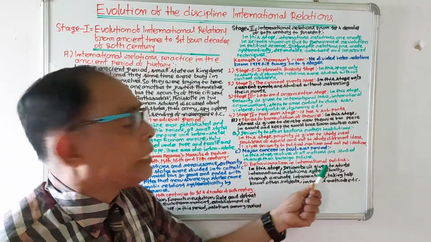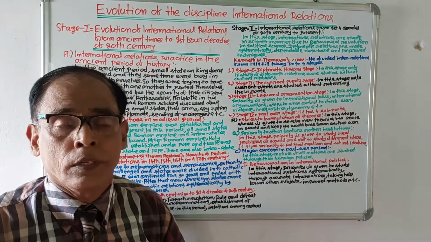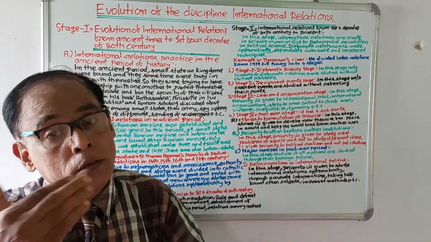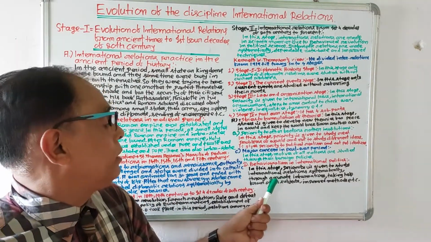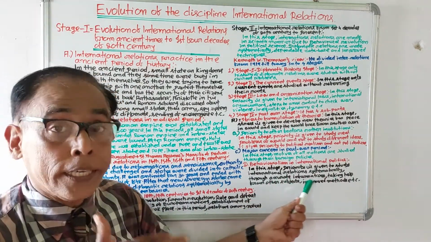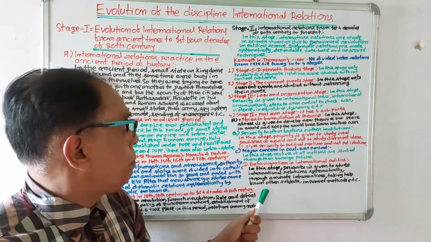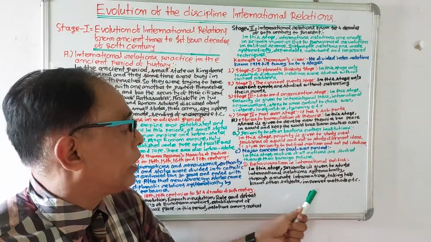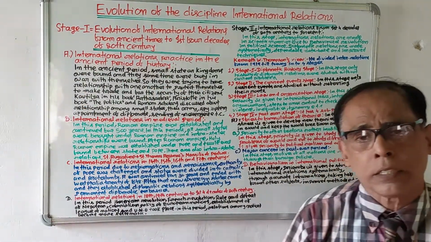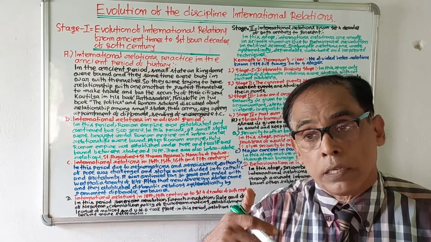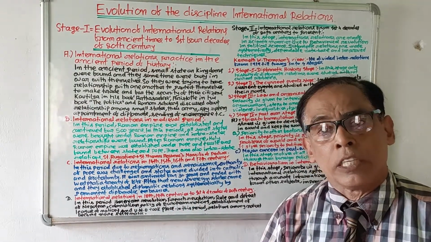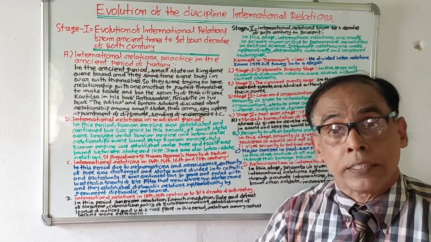Finally, behavioralism in international politics. In this stage, the principles of behavioralism have their impact on international relations. Priority is given to studying international relations systematically through accurate information, taking help of other subjects and improved methods. In this way, international relations has developed. So this is all about the evolution of international relations as a subject.